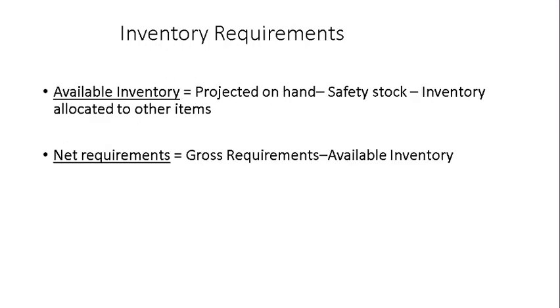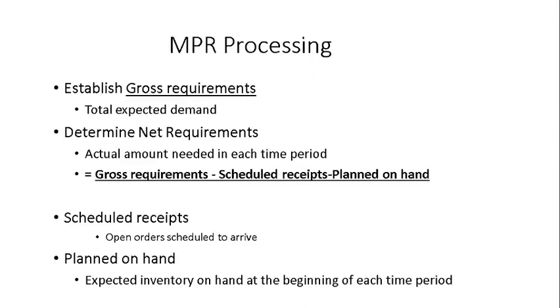For inventory, in order to calculate our requirements, we use some simple formulas. For example, for the available inventory, we need to take out the safety stock and allocated inventory to other items from what we have in our hands, and the net requirements is equal to gross requirements if we subtract the available inventory. This will be clear in the following slide.